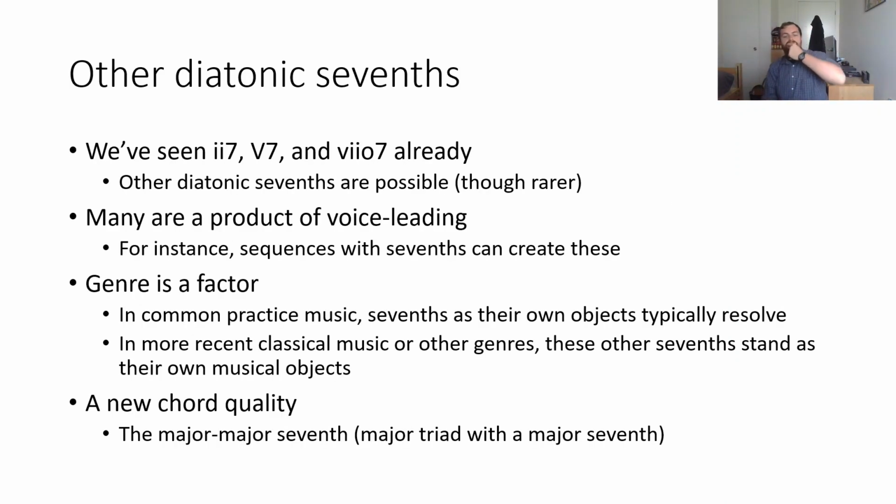Okay, so we've seen those already. But other diatonic sevenths are possible. 1, 3, 6, and 4 can all also have their own sevenths. These are possible but rarer, especially in a more strict harmonic context, as many of them are a product of voice leading. So for instance, sequences. You can alternate chords with sevenths in a sequence, and in that case, it sounds functionally fine.